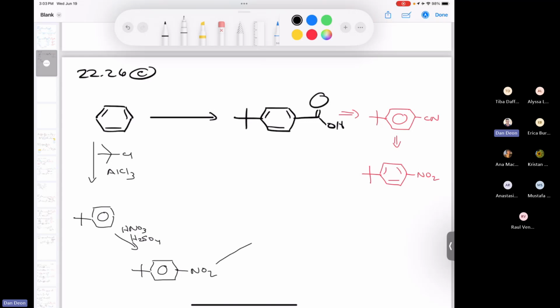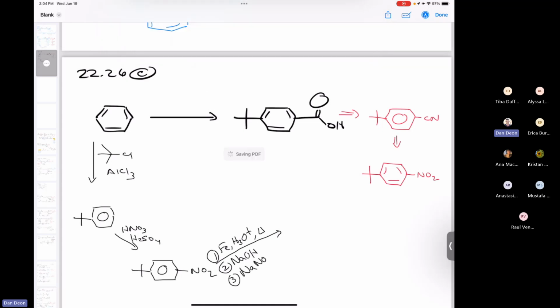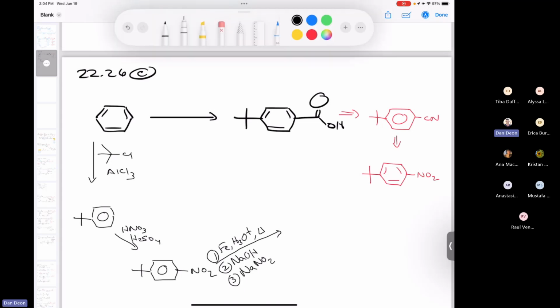So now I'm going to put two steps in one here. I'm going to do the reduction. For that, I'm just going to use iron and acid, and we'll heat that up, and then we have to do a workup with sodium hydroxide. So that would give you the aniline. And after that, I'm going to put another step in here. We're going to diazotize. So sodium nitrite and HCl, like that. And that's going to give you the diazonium ion.